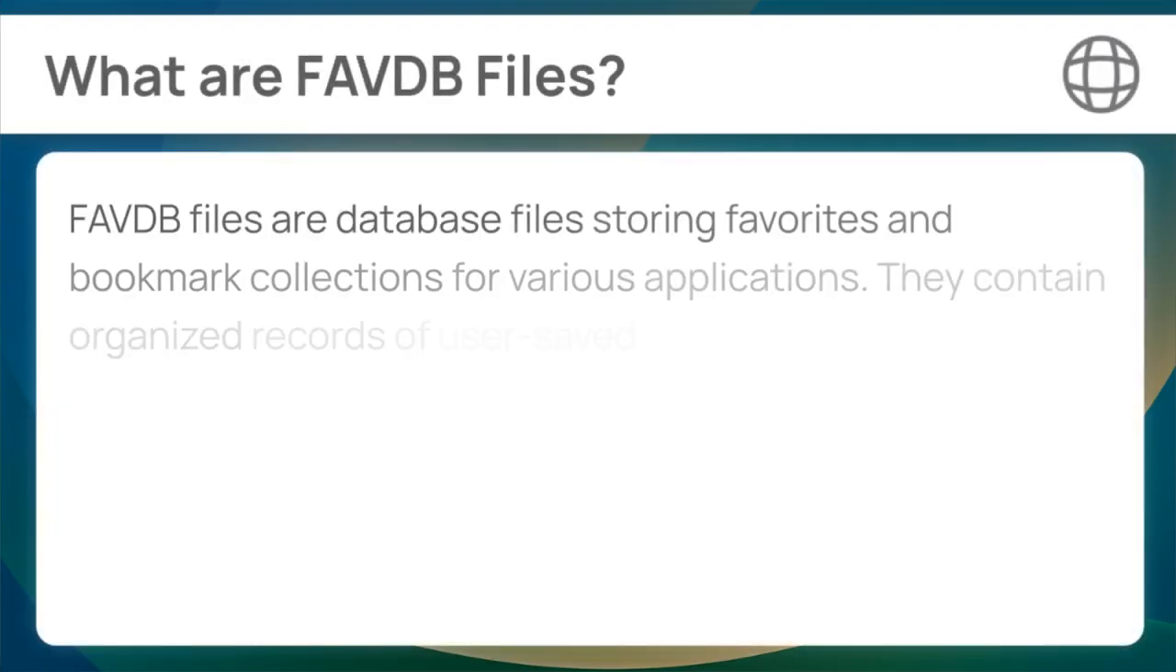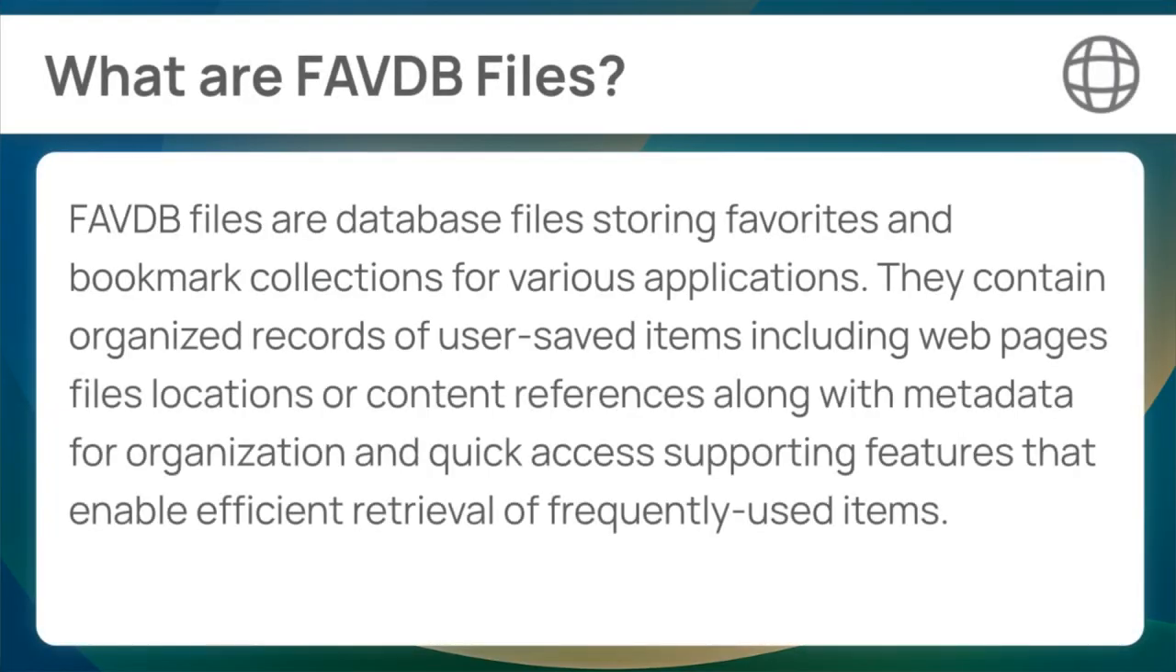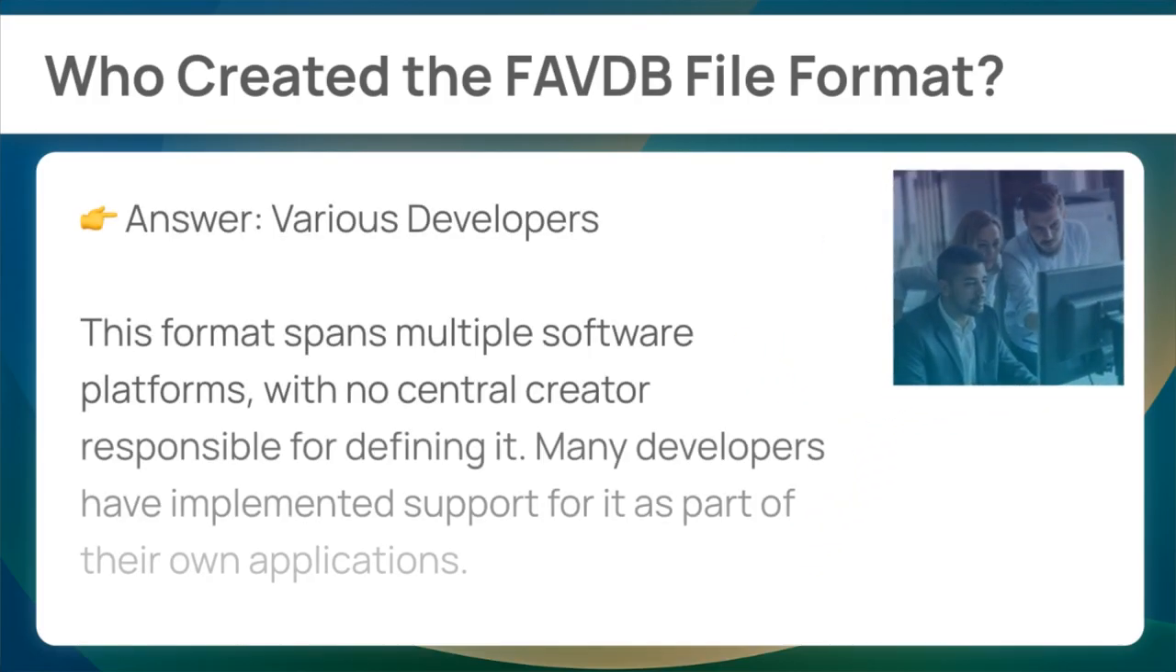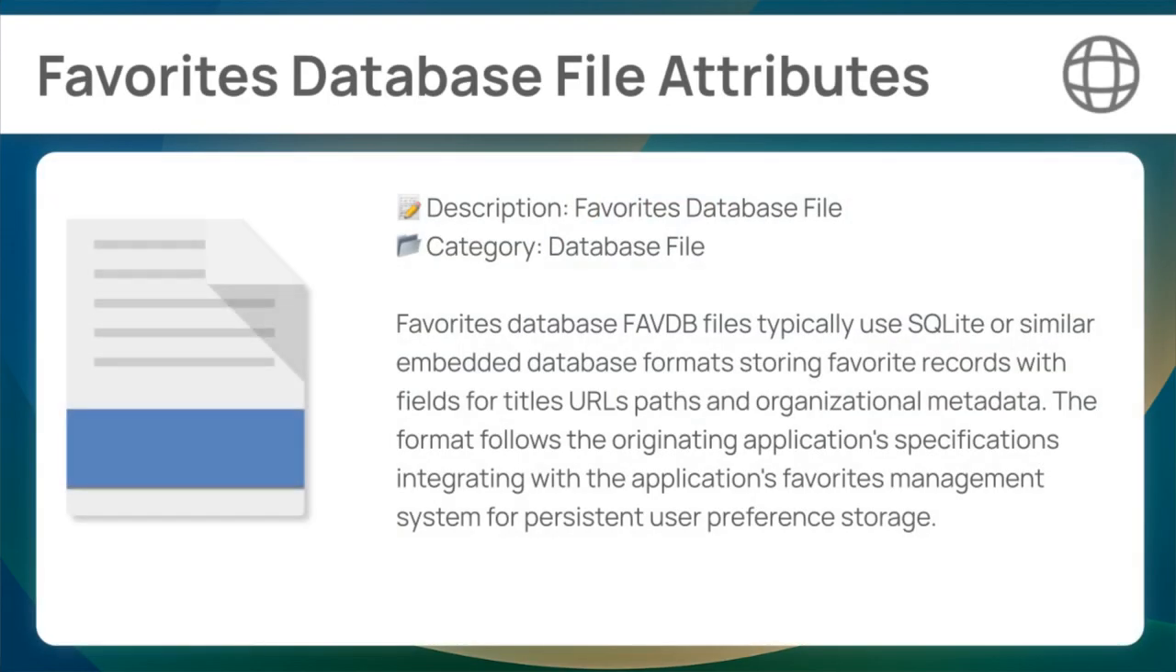FAVDB files are database files storing favorites and bookmark collections for various applications. They contain organized records of user-saved items, including web pages, files, locations, or content references, along with metadata for organization and quick access, supporting features that enable efficient retrieval of frequently used items. Favorites database FAVDB files typically use SQLite or similar embedded database formats, storing favorite records with fields for titles, URLs, paths, and organizational metadata. The format follows the originating application's specifications, integrating with the application's favorites management system for persistent user preference storage.